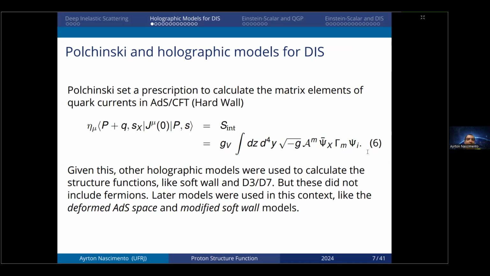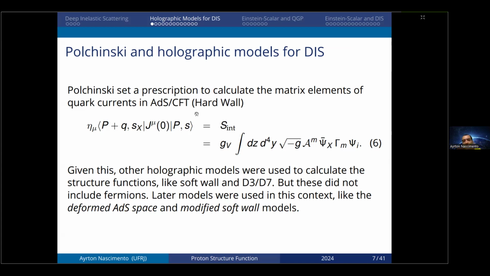But it's not a simple interaction action, it's an interaction action in 5 dimensions, okay? In the 5 dimensions of anti-de Sitter space. So you have the photon field over here, and you have some fermionic fields over here, okay? Given this prescription, some people started to work out holographic models, right? Some of them were the softwall model, the D3/D7, and the hardwall model itself, where Polchinski was the first one.